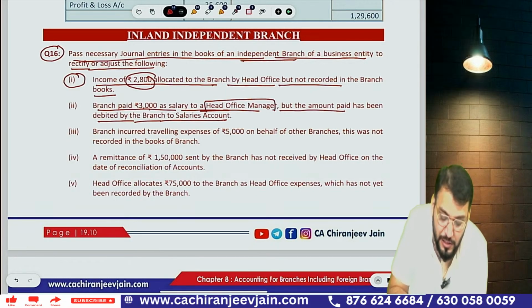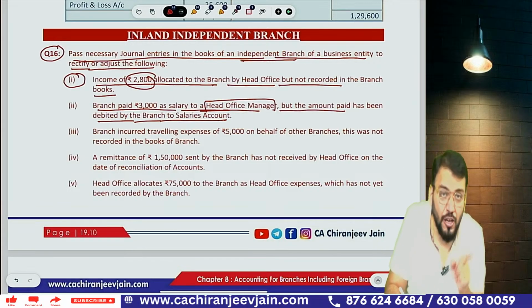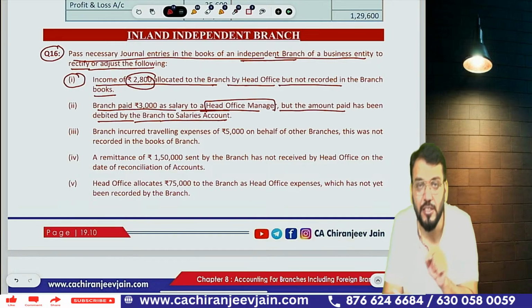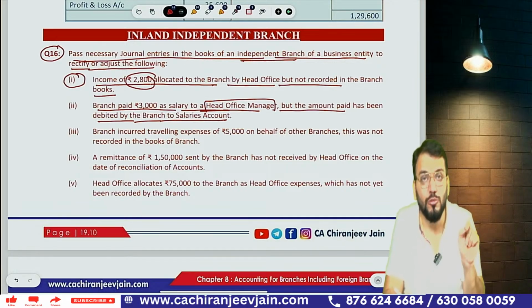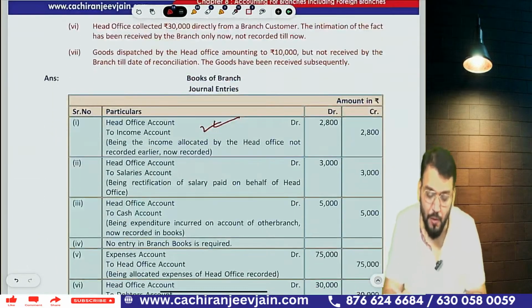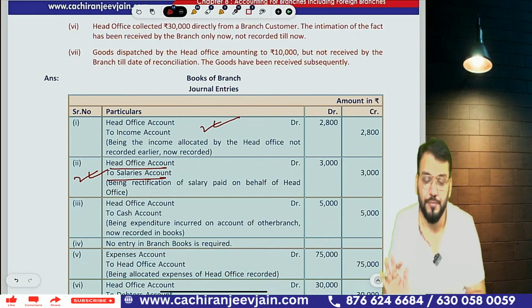The branch paid 3,000 as salary to the head office manager. So it is an expense of head office. It is not an expense of branch, but they have debited the amount in their expense account. So head office account debit to salary account, and 3,000 will be the amount. This you have also understood.